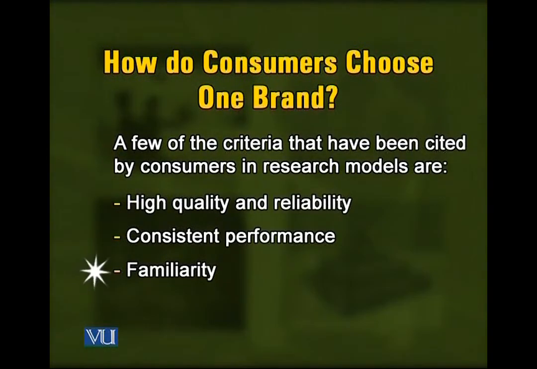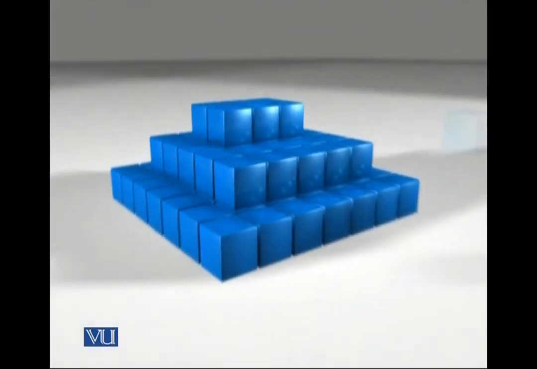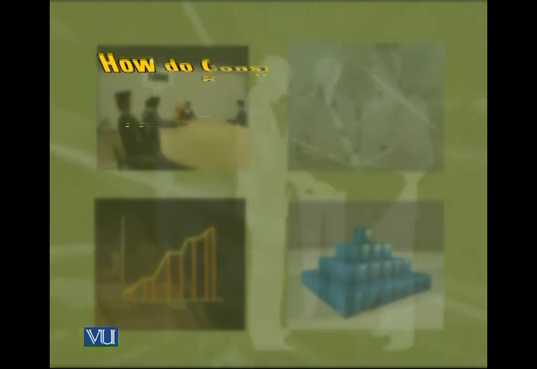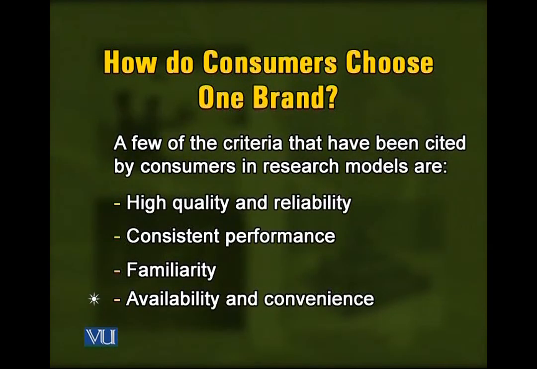The third one is familiarity. Customers have got to be familiar with the product, and this is a function of availability of a product and the communication that you kick off from time to time. And that is how people become familiar. They start using the brand, and that leads to familiarity. The other one is availability and convenience.